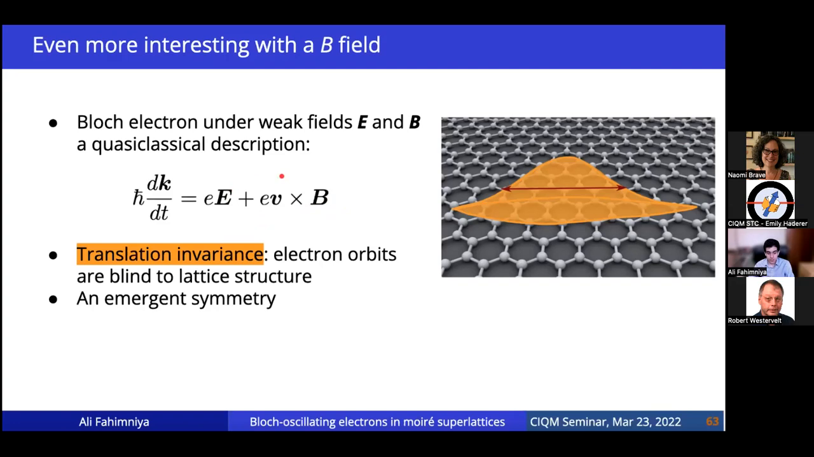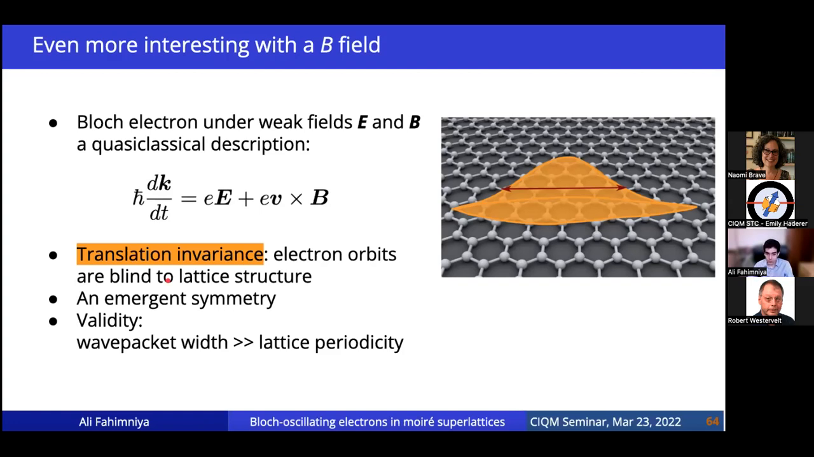This dynamics has a surprising new property, which is the translation invariance. The quasi-classical equation of motion does not know about the underlying lattice that breaks the translation invariance. Where does this emergent symmetry come from? Its origin is that in weak fields, electron wave packets are large compared to the lattice periodicity, and the emergent translation invariance is gonna obviously break at higher fields because then the electron wave packets are gonna be more and more localized and start to see the underlying lattice.